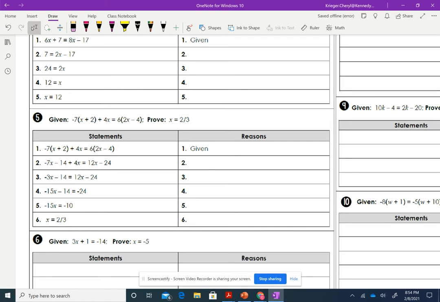So we have negative 7 times quantity x plus 2 plus 4x equals 6 times quantity 2x minus 4. And we're trying to prove that x equals 2/3. Okay, so the first step is pretty easy to see. They just distribute. They distribute that negative 7, and then they distribute the 6.